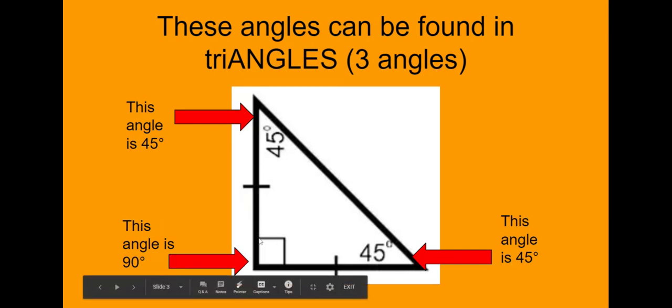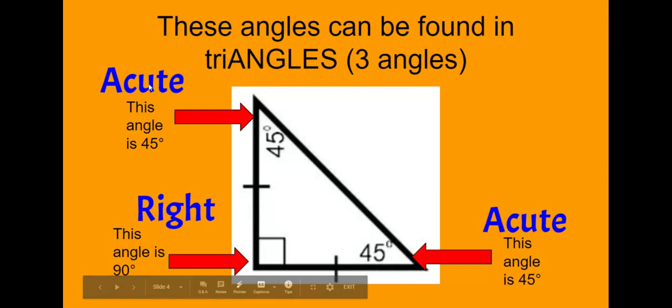In this triangle, you have an angle right here in the corner. Because it makes a perfect square, your angle is 90 degrees if you were to measure with a protractor. This one up here at the top measures 45 degrees, and this one over here in the corner measures 45 degrees. So because this is 45 and this is 45, those are both acute angles. And then of course, because this is a right angle, it is 90 degrees.